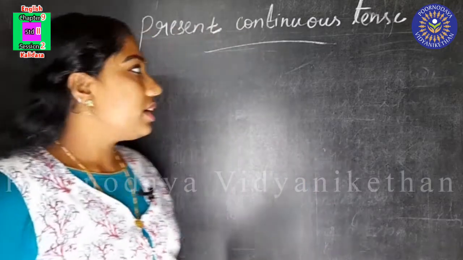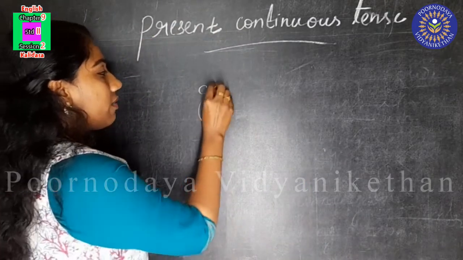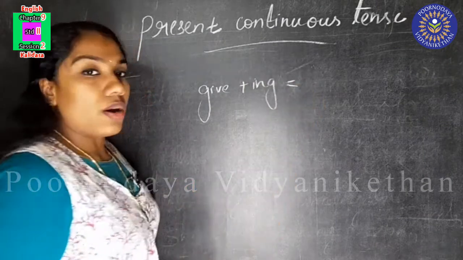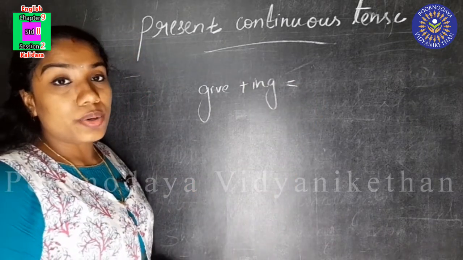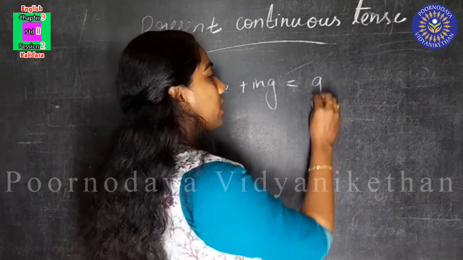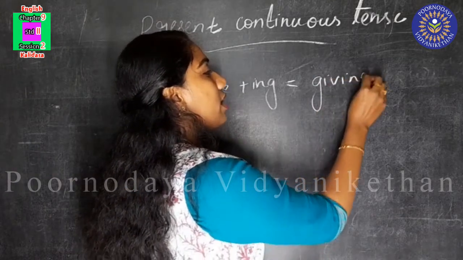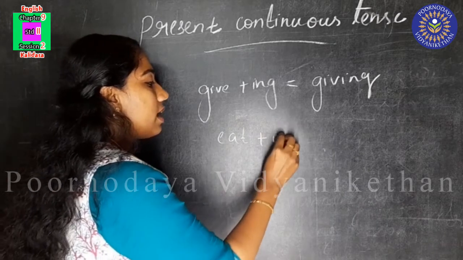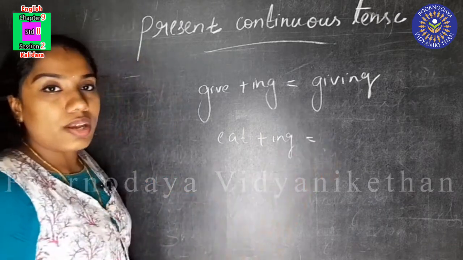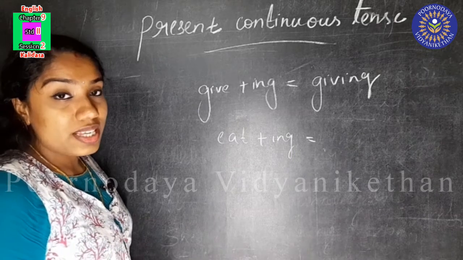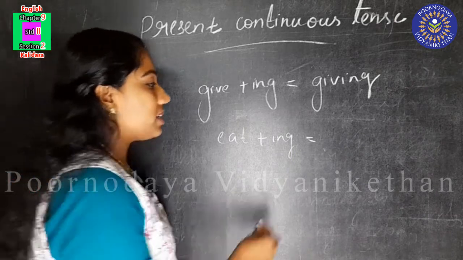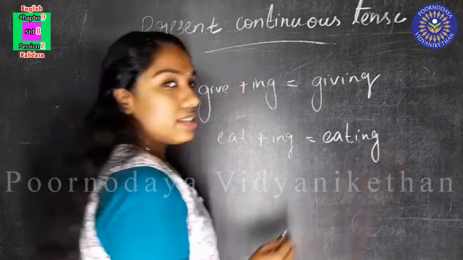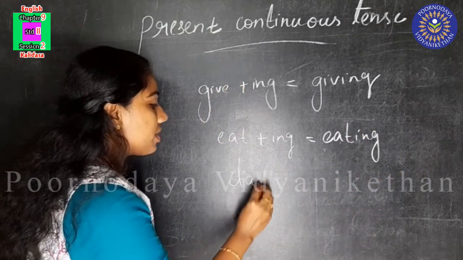Now look here, children. Give plus ing. Now how can we write it in the continuing form? Giving. G-I-V-I-N-G. Eat plus ing. Now how can we write it? What is the ing form of the verb? Eating. E-A-T-I-N-G.